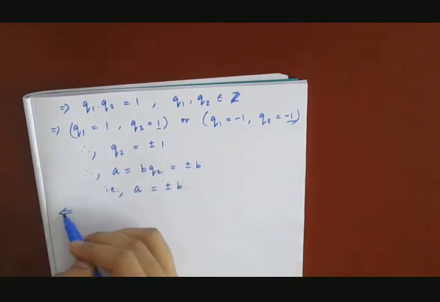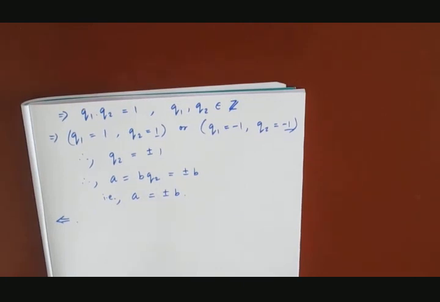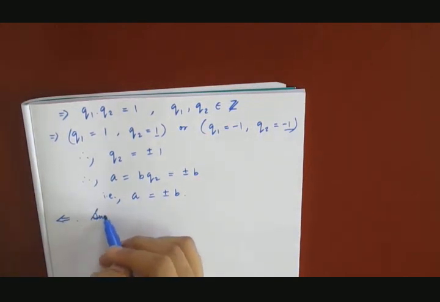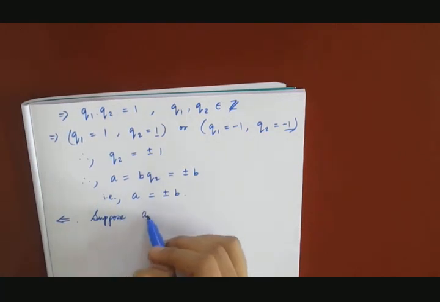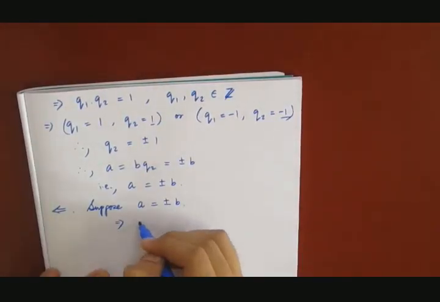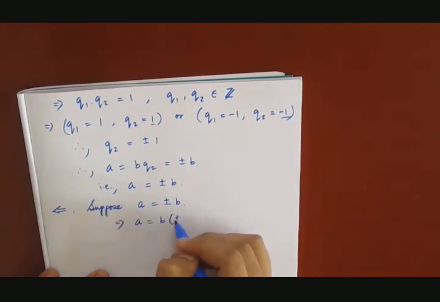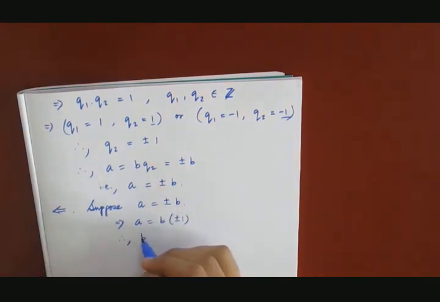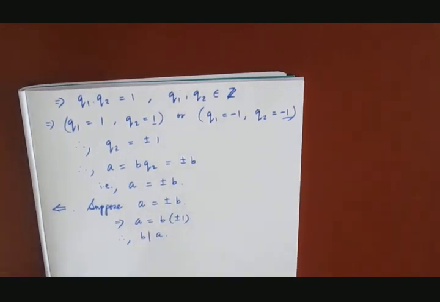Now the converse part. Any confusion while understanding the proof? No, sir. Okay. Suppose, converse part, suppose A is plus or minus B. What I have to prove is both of these things: A divides B and B divides A. Straightforward. So this means A can be written as B times either plus 1 or minus 1. Just by the definition of divisible, this means B divides A, because A is of the form B times 1 or B times minus 1, and if A can be written as B times some integer, that means B divides A.